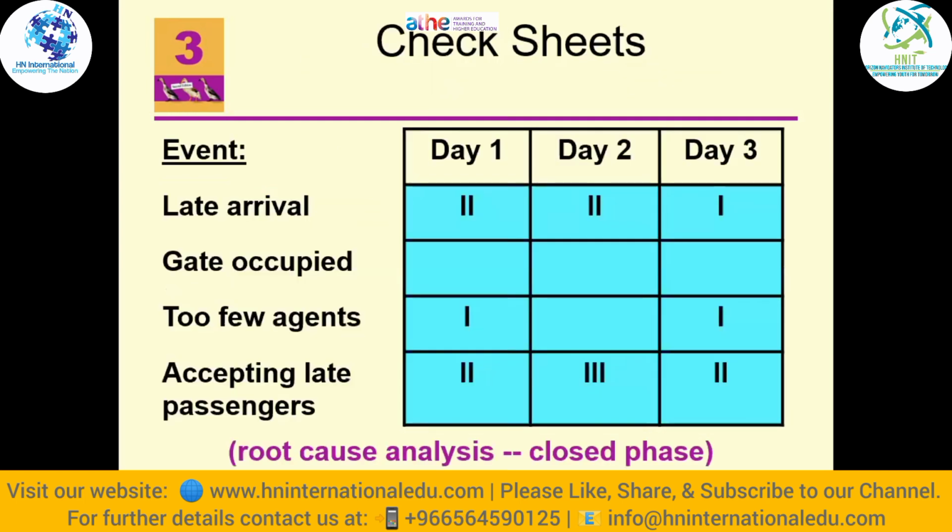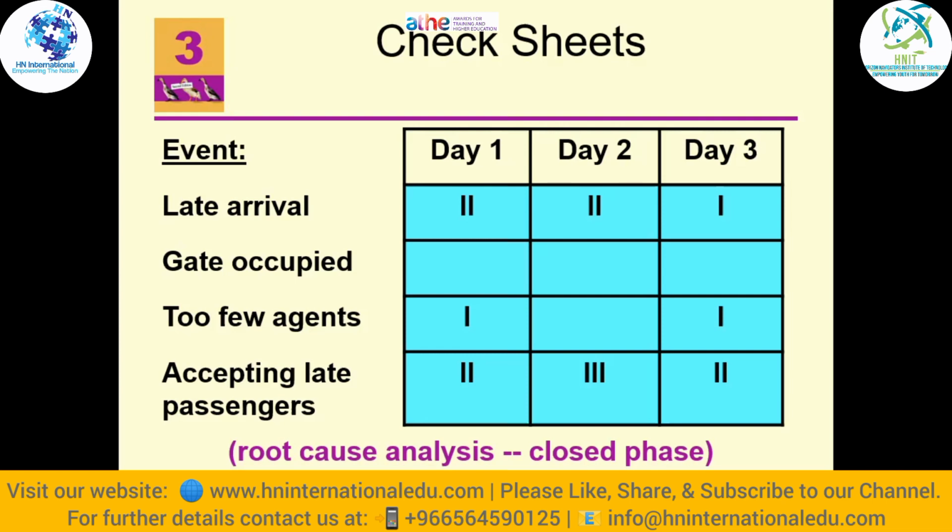Okay, so then again we have another analysis. We can make check sheets as well to improve your processes. For example, if you have events, we are going to take this example: late arrival, gate occupied, too few agents, accepting late passengers. Day one, day two, day three. Late arrival: yes, there are lots of passengers who have arrived late. Day two, same thing happened. Day three, there are few passengers. The number of passengers is decreasing because they have regulated their policies.